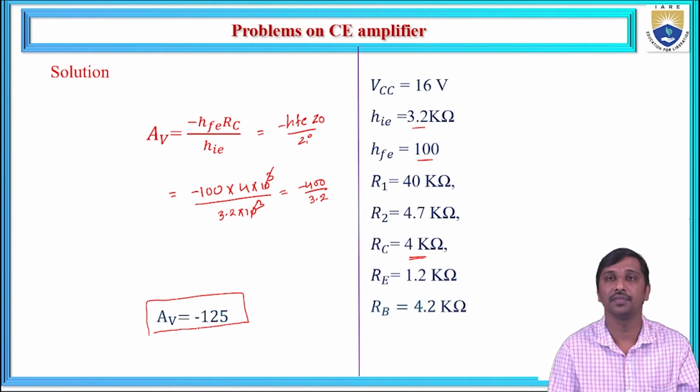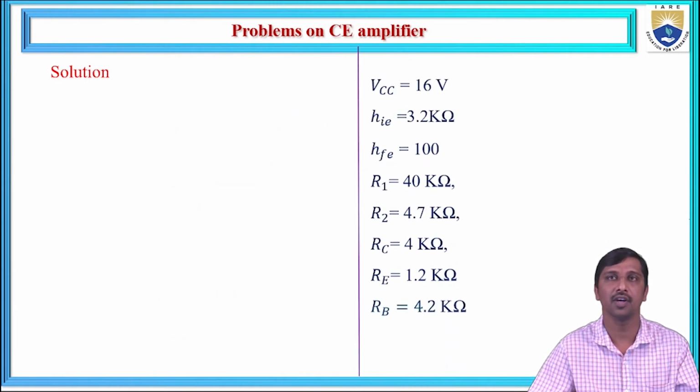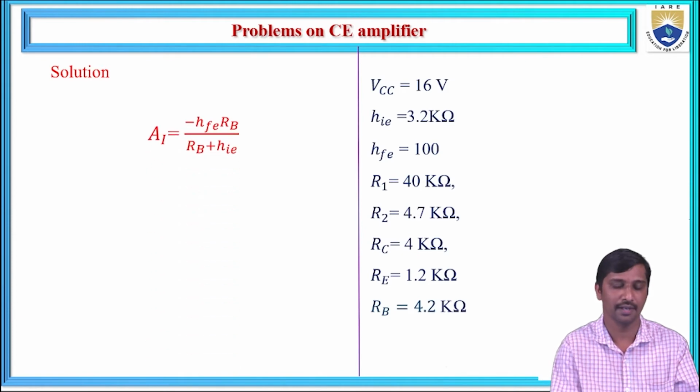So that is the meaning of the negative sign indication. That is the voltage gain. Based on the given parameters, we observe the voltage gain is minus 125. Now we need to calculate how much current gain is produced with respect to the given specifications. So hence, now I'm going to calculate the current gain.